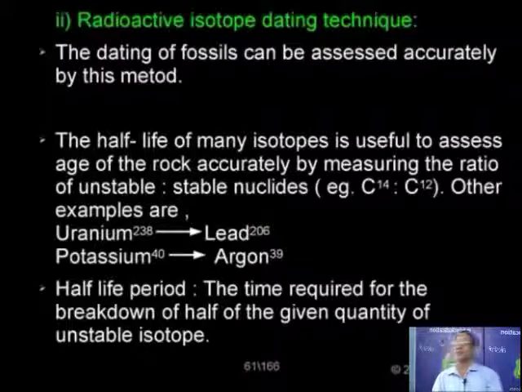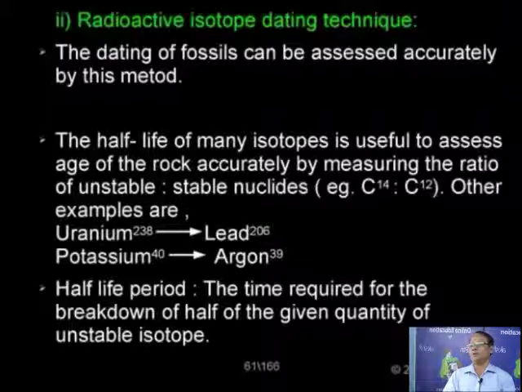And these unstable isotopes normally undergo radioactive decay in order to become a stable form. So during that process they are emitting radiations. And normally the age of the rock or the fossil can be calculated by analyzing the half-life period of such a radioactive, that is unstable, nucleus. So the half-life of many isotopes can be used for assessing the dating of the fossil, and the age of the fossil is more accurate by measuring the ratio between the unstable nucleus and the stable nucleus.